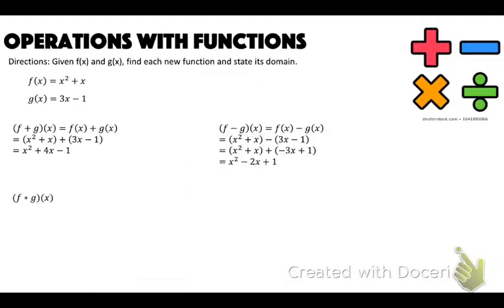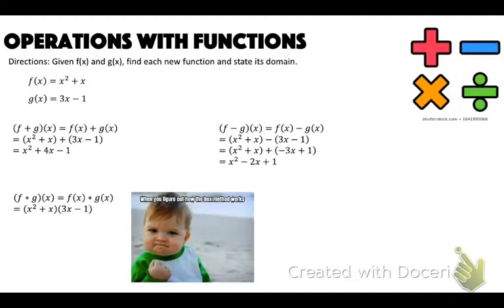Okay. F times g of x, well, if we had to guess, we're probably going to multiply them, right? So f of x times g of x. So that's going to be x squared plus x times 3x minus 1. So let's use the box here. I'm going to actually write this out. One second. I want to pull the answer up here so we can double check ourselves.